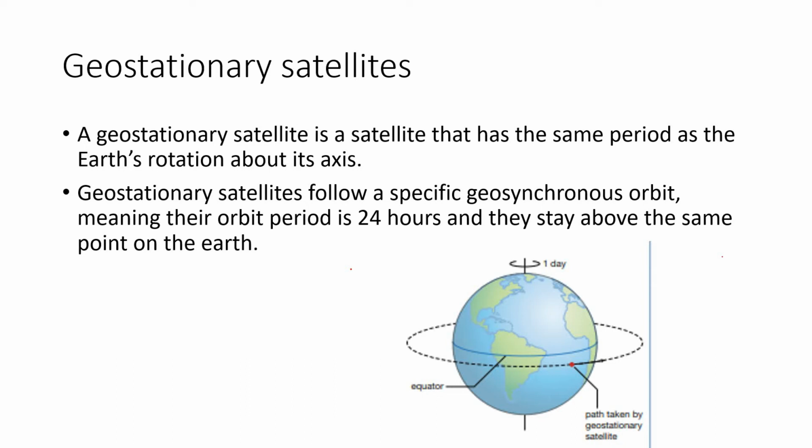It says now that geostationary satellites follow a specific geosynchronous orbit, meaning their orbit period is 24 hours, and they stay above the same point above the Earth. So wherever they are launched in the first scenario, that is the position that they are located at throughout their entire lifetime. Okay.